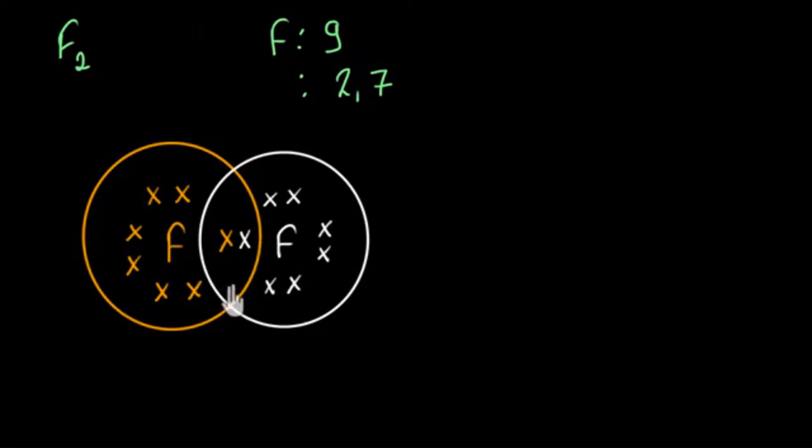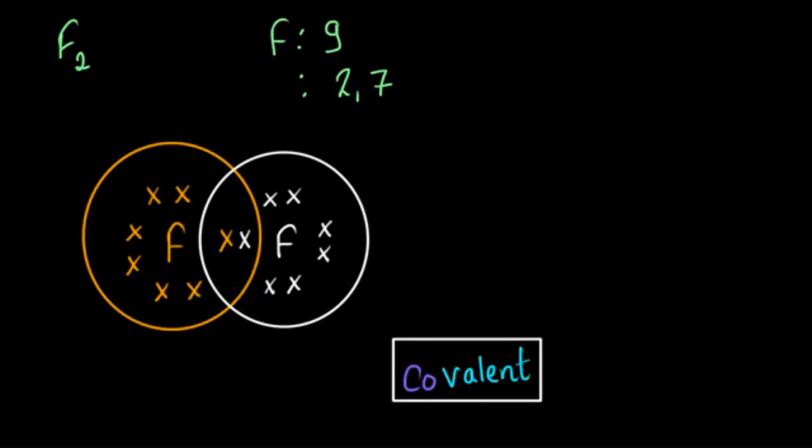Now see, if they want to be stable forever, they will have to keep on sticking to each other and sharing one electron with each other, right? So this is how a chemical bond is formed between these two fluorine atoms. And now since this chemical bond is being formed because of sharing of electrons, we call this a covalent bond. See, co refers to sharing and valent refers to valence electrons. And here the valence electrons are being shared, right? That's why it's called covalent bond.